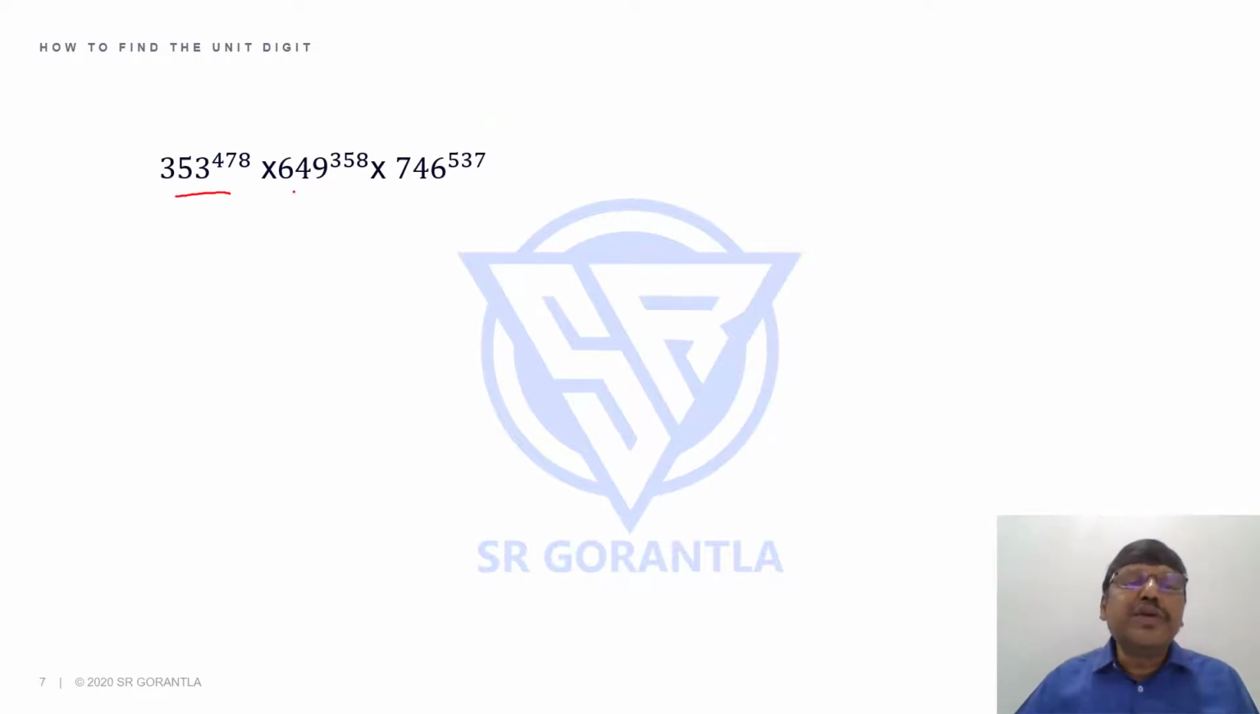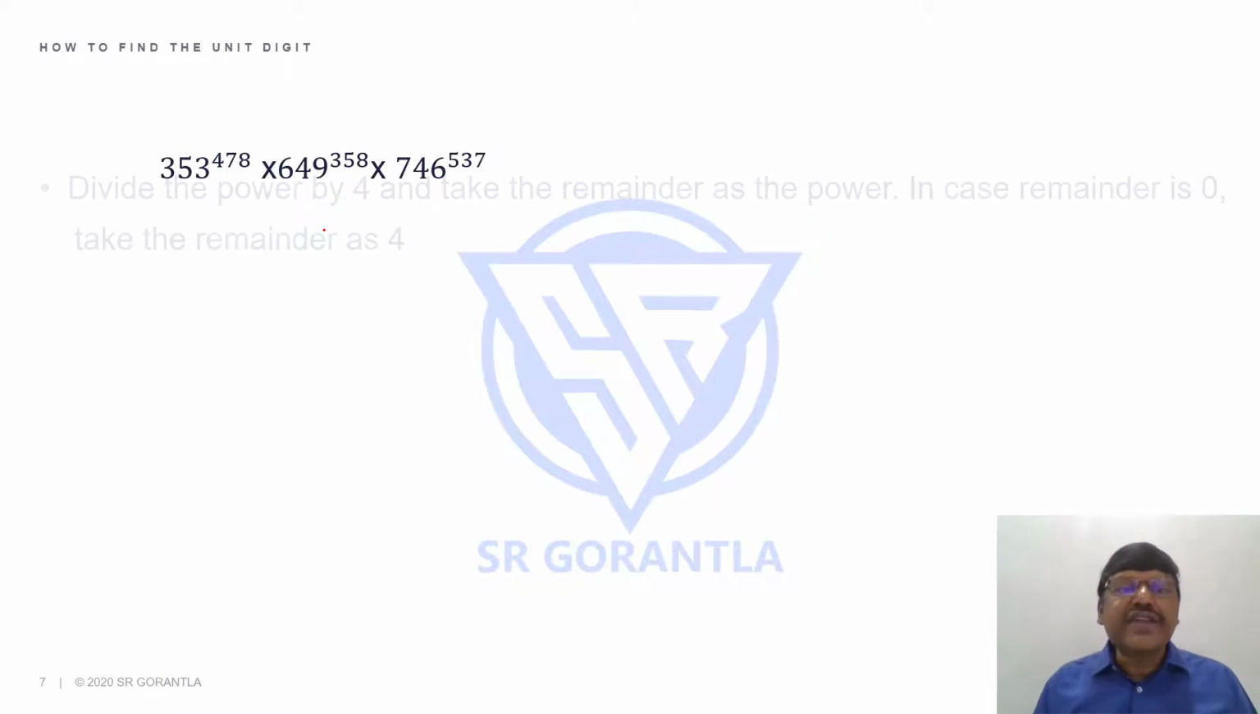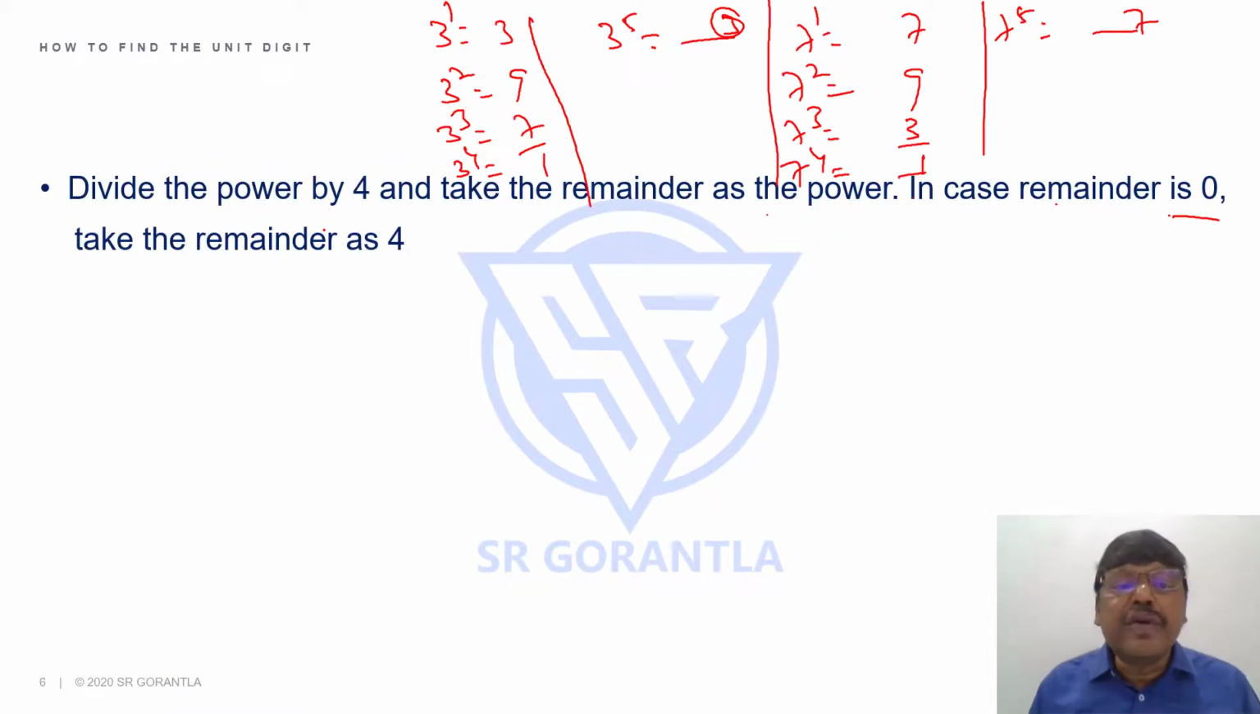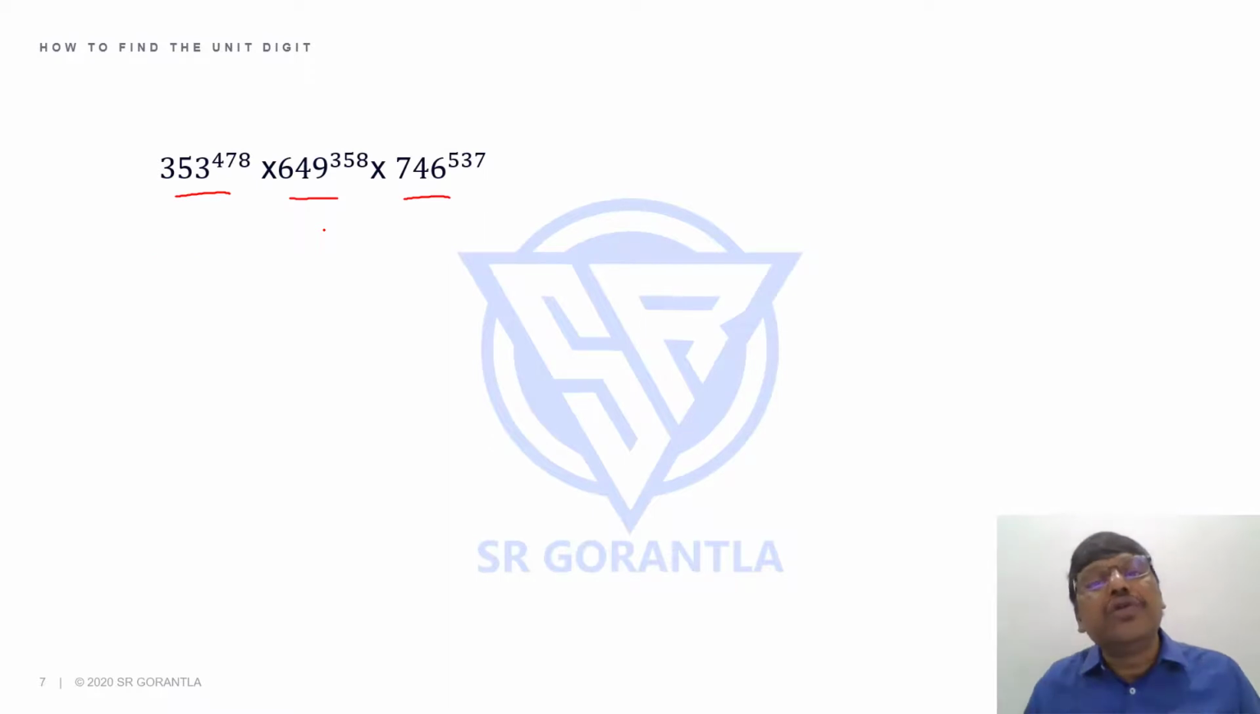See, for students who are preparing for bank exams, sir, I don't want the detailed explanation. Can you say in one shortcut for all the numbers? Whatever I said in the previous case: divide the power by 4 and take the remainder as the power. In case the remainder is 0, take the remainder as 4. What I said for the third group, you can apply for all the groups. Whatever rule I said for the third group, you can apply for all the digits I said. Will it work? It works.